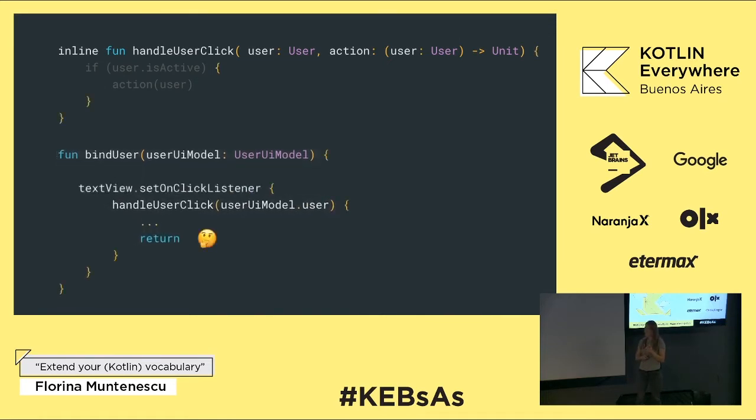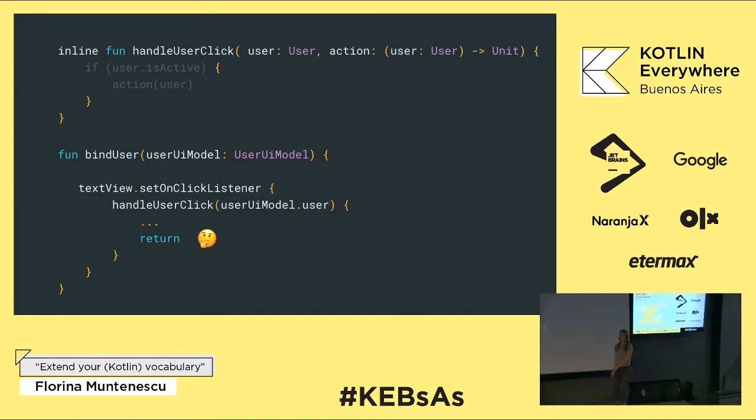Okay, what if we do this? What if we have a set on click listener, and inside the on click listener, we're calling handle user click? What happens here? Okay, other options? Don't be shy. I didn't know Argentinians are shy.